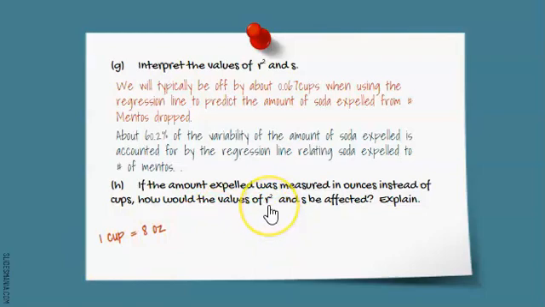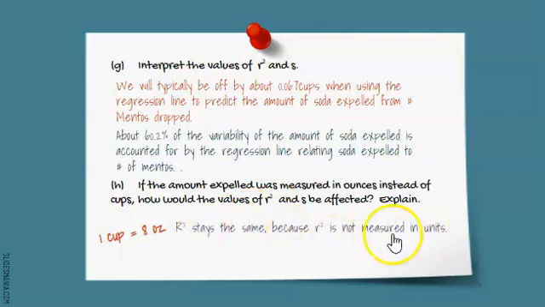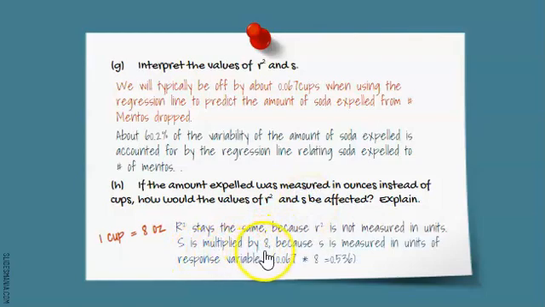r squared is based off of r, and r has no units. It's not measured in units at all. And then s is a standard error, so s will be multiplied by 8 because s is measured in units of the response variable. We would take our standard error of the residuals, multiply by 8, and it would become 0.536. So r squared wouldn't change, but s does.